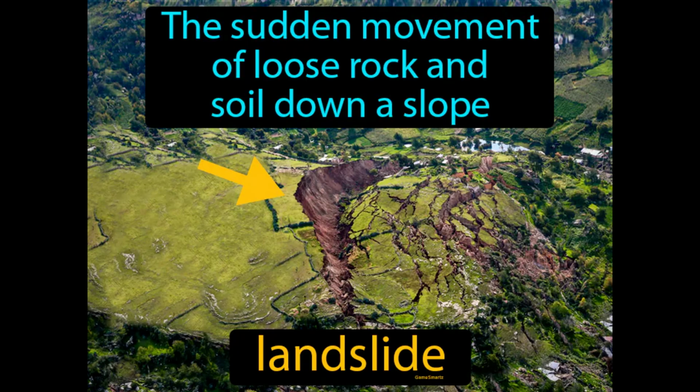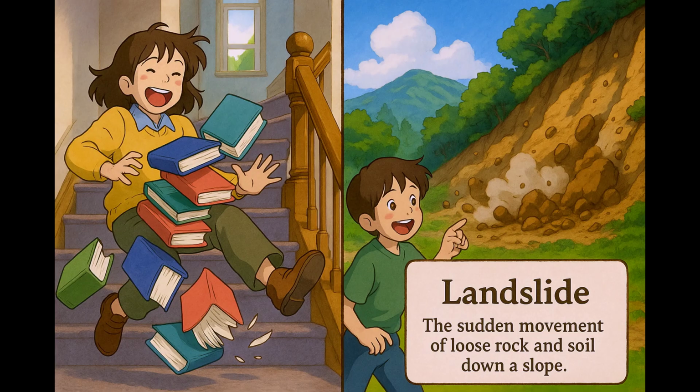The sudden movement of loose rock and soil down a slope. Landslide. In simple terms, a landslide is when a lot of rocks and earth on a hillside suddenly falls or slides down. Imagine you're trying to carry a stack of precariously piled books up a flight of stairs, and suddenly they all tumble down. Just like the books, a landslide occurs when loose rock and soil on a slope can no longer hold together, causing everything to rush downward.